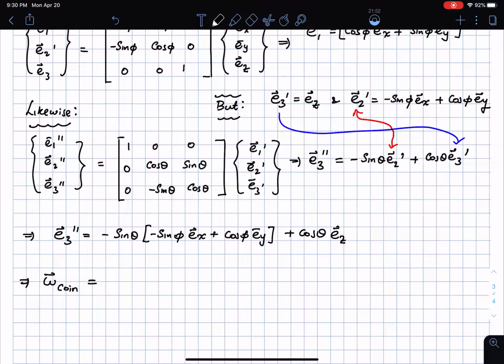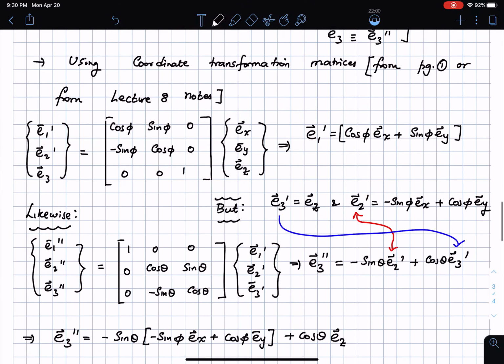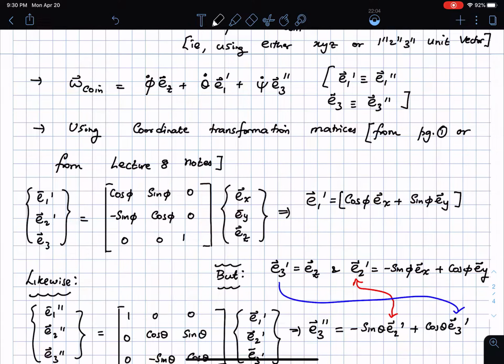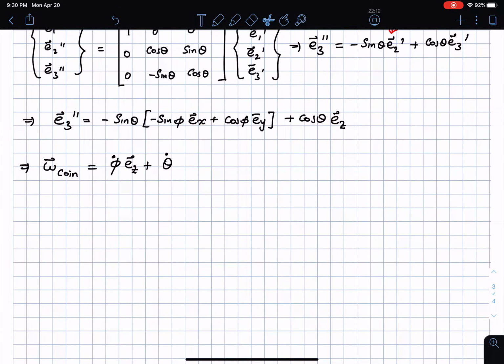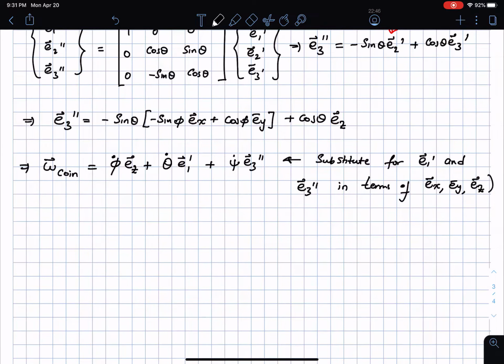Which implies omega of the coin is going to be phi dot Ez plus theta dot, as you can see from here, omega of the coin is theta dot E1 prime and psi dot E3 double prime. Let me copy that and bring that down here. I'm going to write it out here because I don't have space to move it. So this is going to be E1 prime, which is the same as E1 double prime, and then psi dot E3 double prime, and then substitute for E1 prime and E3 double prime in terms of Ex, Ey, and Ez.